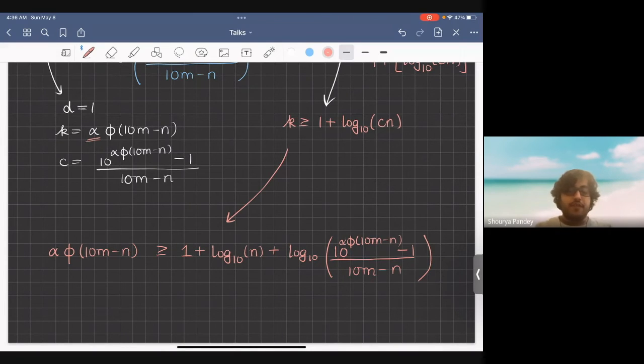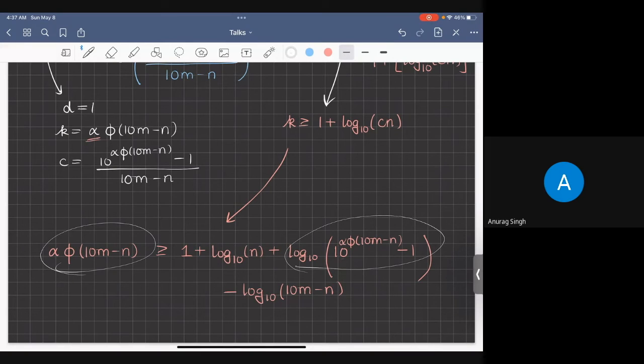Does there exist an alpha for which this is true? So okay, I can also write this as this minus log of 10m minus n, which is 1 minus log of... okay, yeah, let's just keep it this way. By the way, these are very close because this is almost the same as this, right?